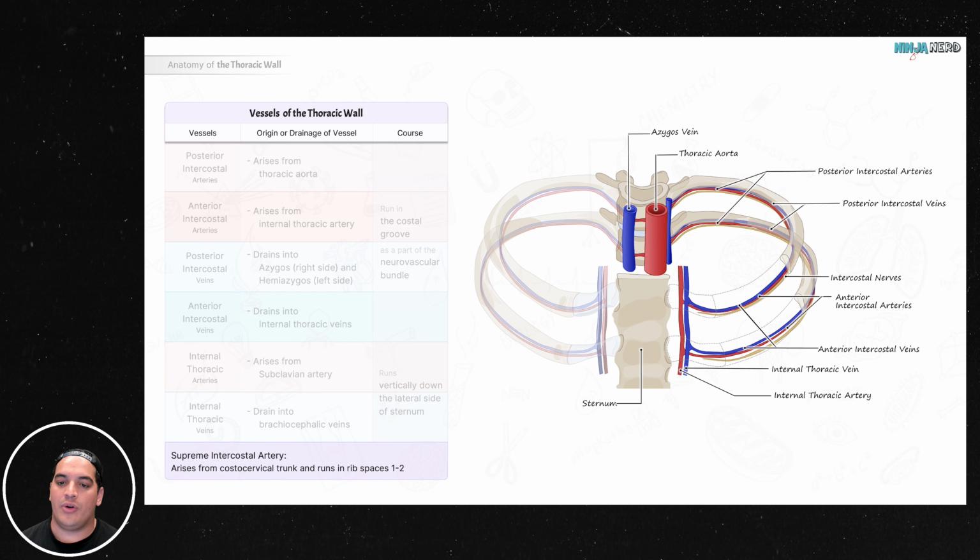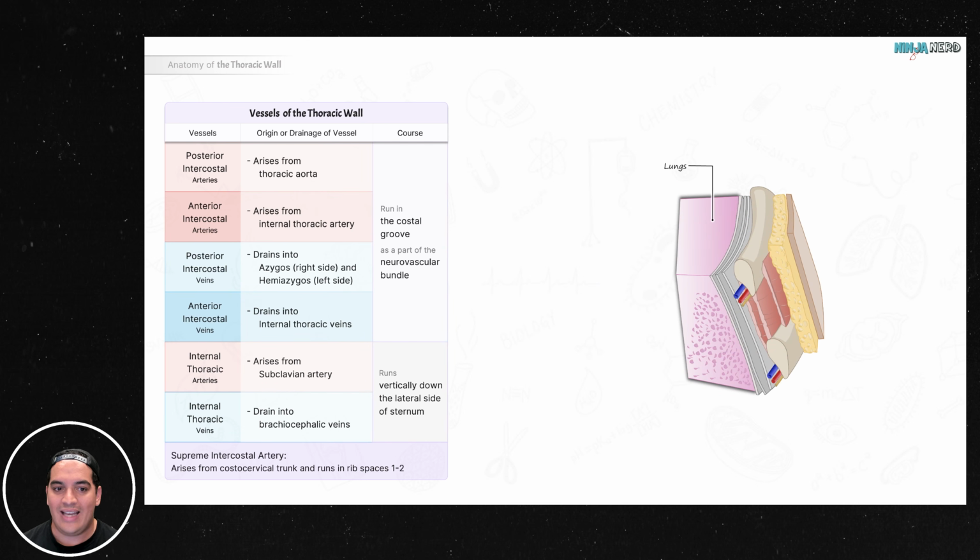There's one artery that I didn't show you guys here, but would be supplying ribs 1 to 2. So the posterior intercostal arteries and veins are going to be one of the main ones for pretty much ribs 3 to almost down to 11. But ribs 1 and 2 are going to be supplied by the supreme intercostal artery, and they arise from the costocervical trunk. Now, one last thing is just to, again, give an appreciation of that neurovascular bundle.